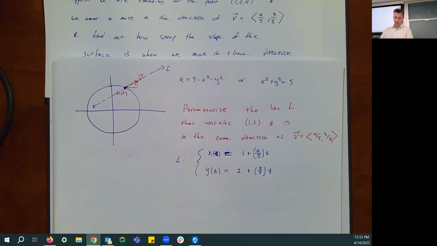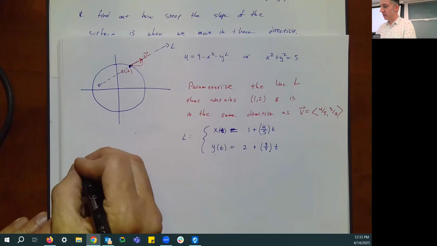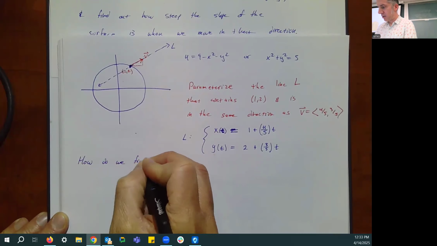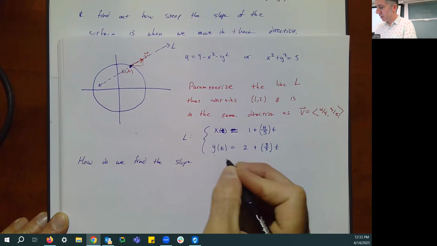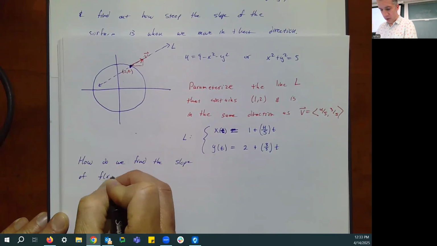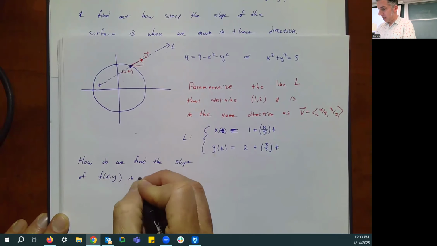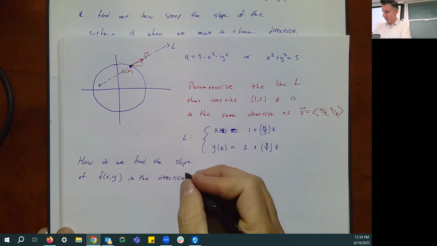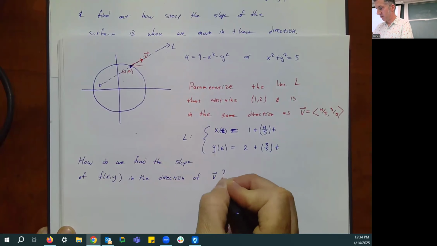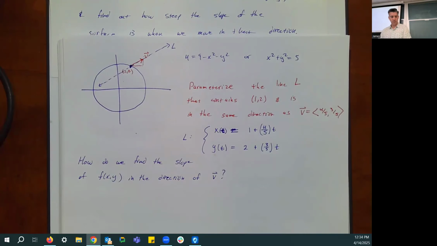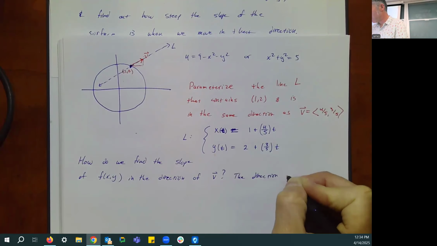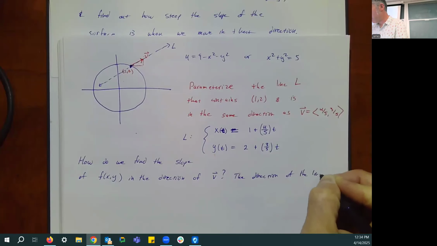Okay, we're building it up. I promise you we're about to get somewhere. So now the question is, how do we find the slope of our function f of x comma y in the direction of the vector v? Well, in other words, the direction of the line L.